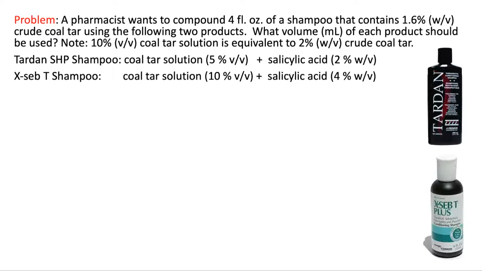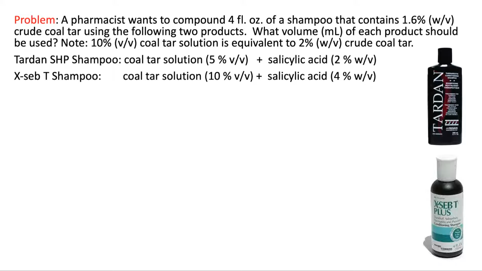All right? So, essentially, we want to combine 2 shampoos together to give us the right concentration of crude coal tar. What are our 2 ingredients? We have the Tartan shampoo, which has 2 ingredients in it. It has coal tar solution at a 5% volume per volume concentration and salicylic acid at a 2% weight per volume concentration. That shampoo we want to combine in the right amounts with the XebT shampoo, which has a 10% volume per volume of coal tar solution and 4% salicylic acid as a weight per volume. So we have 2 shampoos, each of which has 2 ingredients.